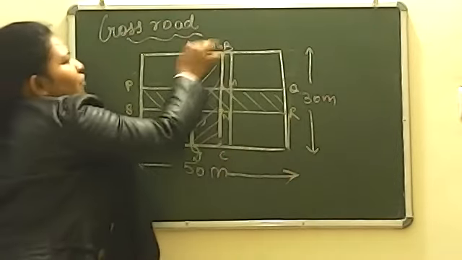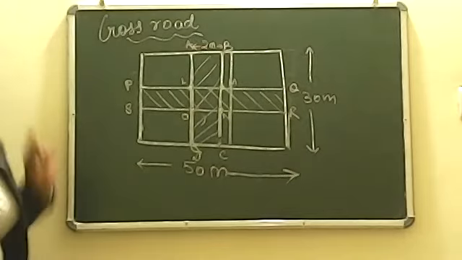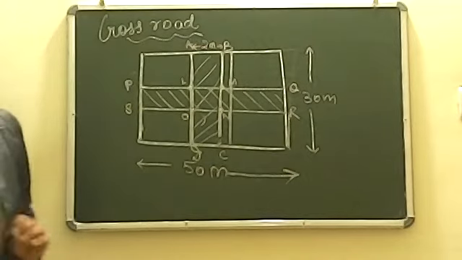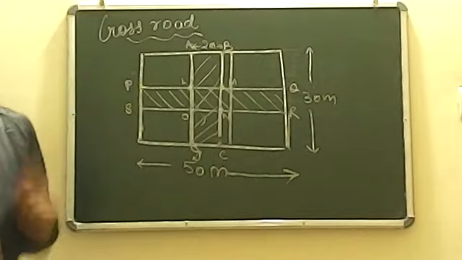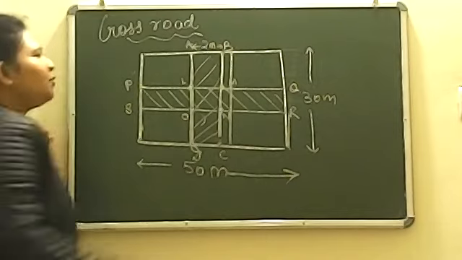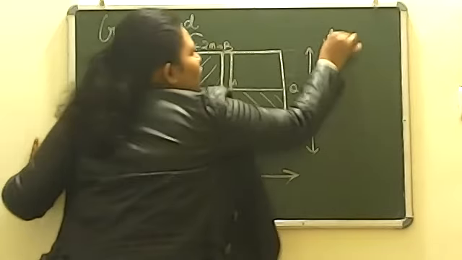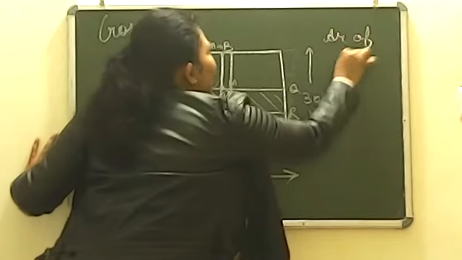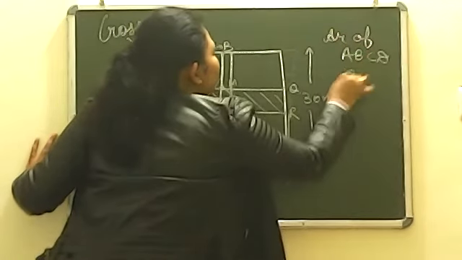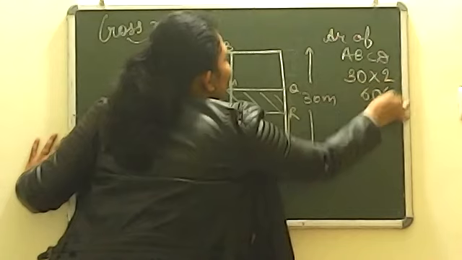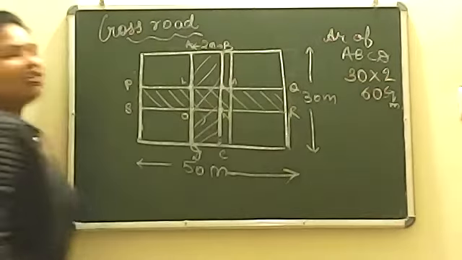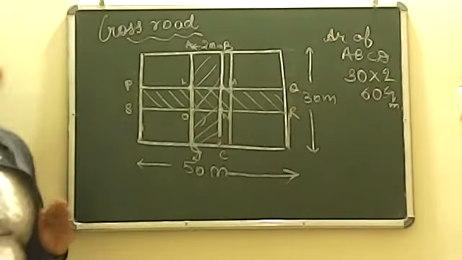Now what is the width of this? For rectangle ABCD, what is the width? Tell me faster. You have told me the length. Now what is the breadth? 2 meter. Wonderful. So the area of ABCD will be 30 multiplied by 2, which will give you 60 square meter. Okay, one portion is done. We have done it for ABCD.